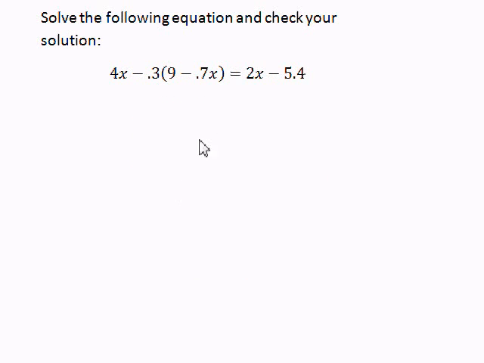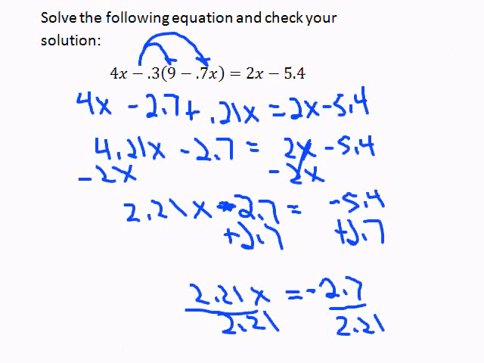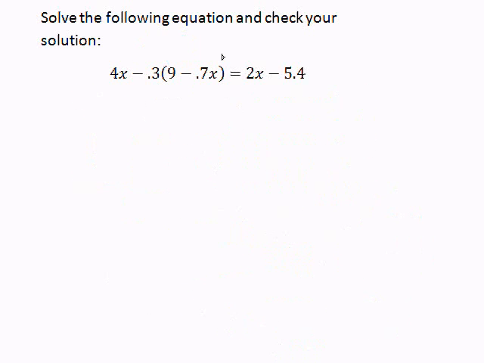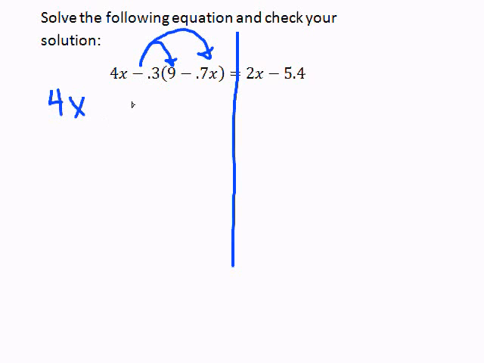So now we're actually going to solve this equation, and then we're going to check our answer using the calculator. Remember, to solve the equation, we're going to simplify both sides of the equation first. Now to do that, on the left-hand side, I notice I've got a set of parentheses and a number outside the parentheses. So I'm going to go ahead and distribute negative 0.3. That leaves us with 4x, negative 0.3 times 9, you can use your calculator, gives us negative 2.7, and then negative 0.3 times negative 0.7x gives us positive 0.21x is equal to 2x minus 5.4.